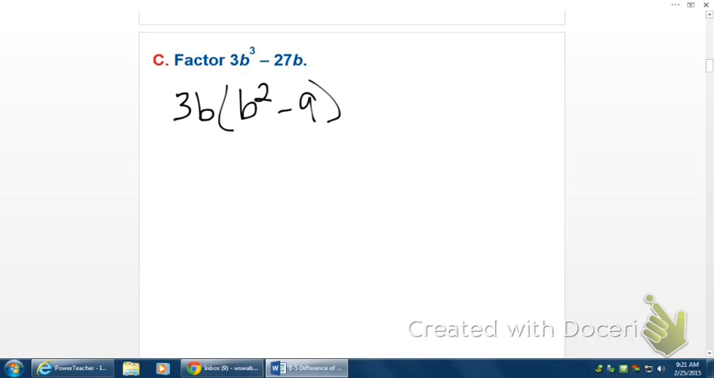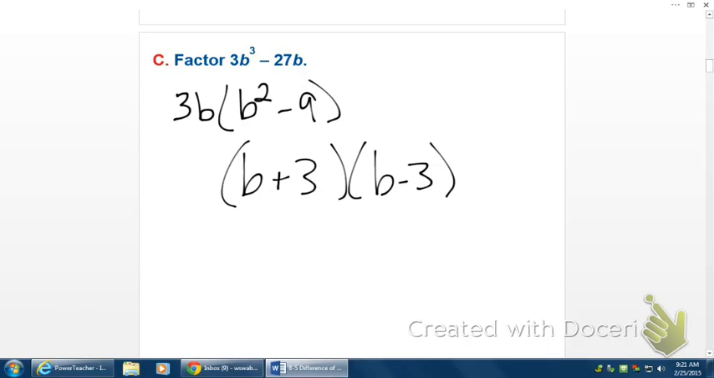Now, can we factor the b squared minus 9? Yes, because it's a difference of squares. We're subtracting, and b squared is a perfect square, and 9 is a perfect square. So it's really b plus 3 and b minus 3. Now this 3b just stays on the outside.